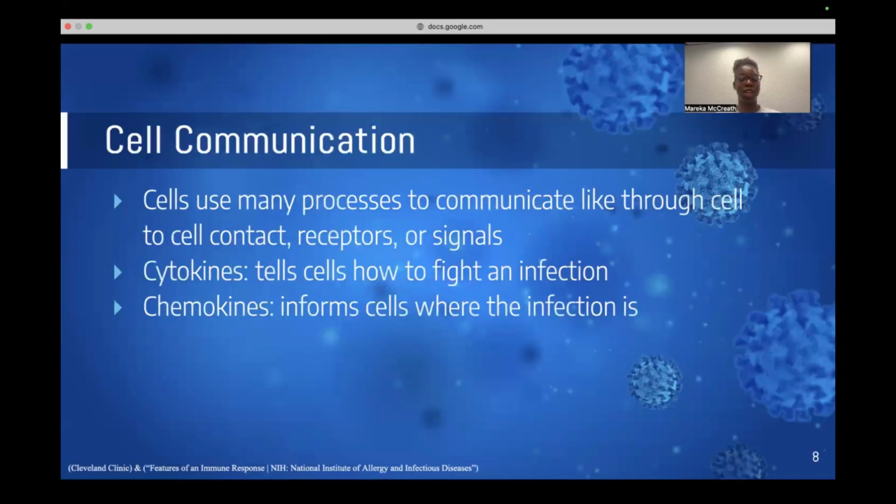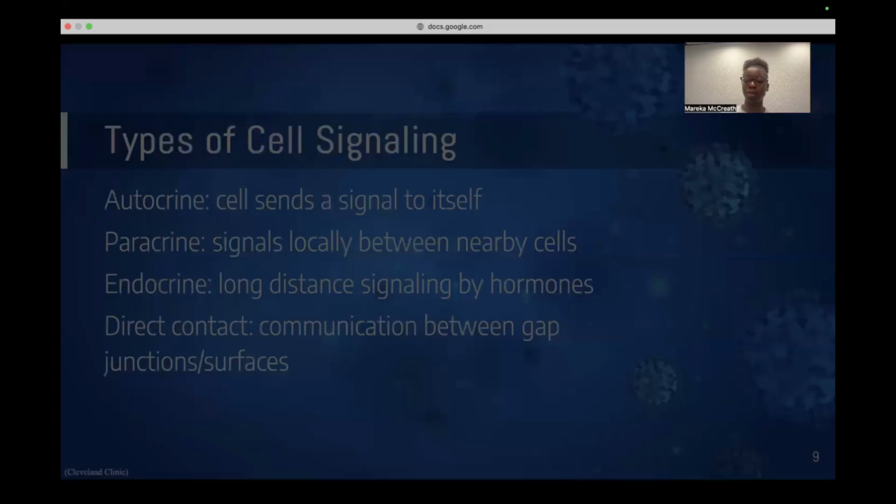Cell communication. There's many types of processes to communicate, like through cell-to-cell contact, receptors, or signals. Cytokines tell cells how to fight an infection, and chemokines inform cells where an infection is.